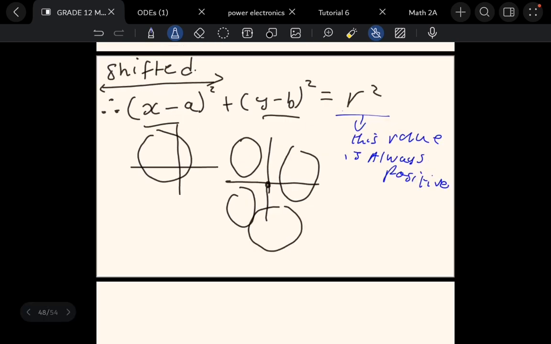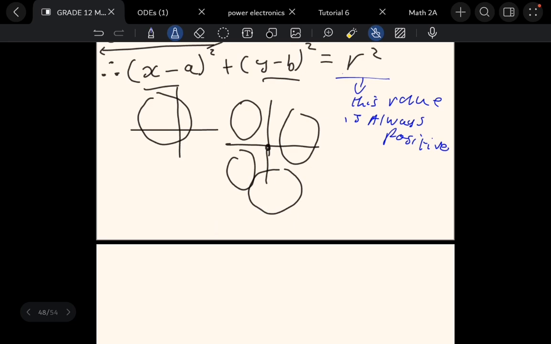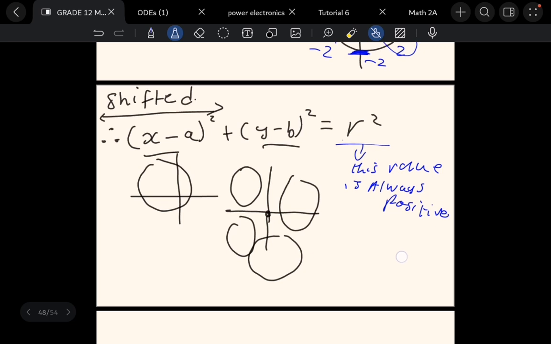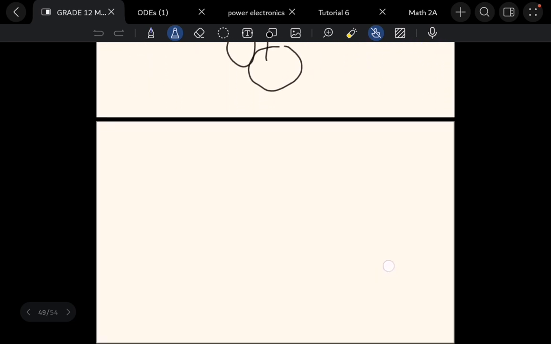Understand? You know, if it's a minus a, the thing is shifted to the right. And if you have a plus a, the thing is shifted to the left. Understand? Whenever you see a plus here, it means it's shifted to the left. The moment you see a minus, shifted to the what? To the right.